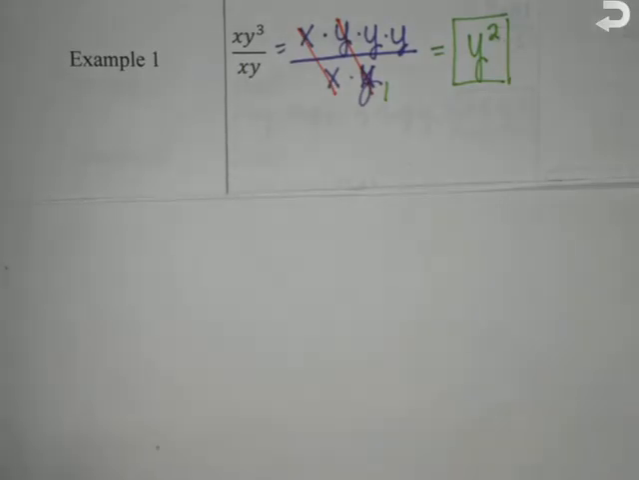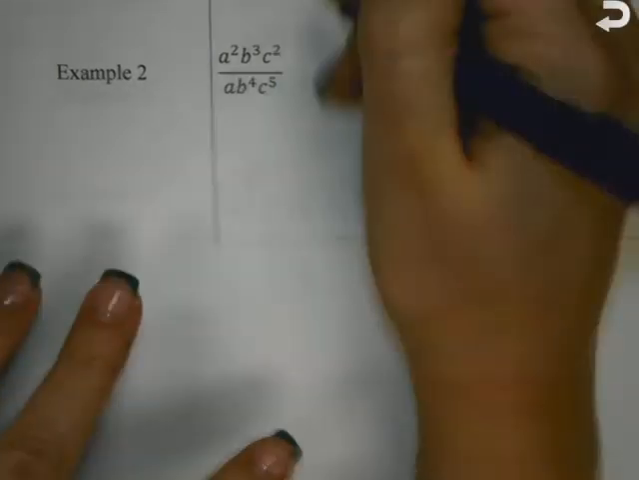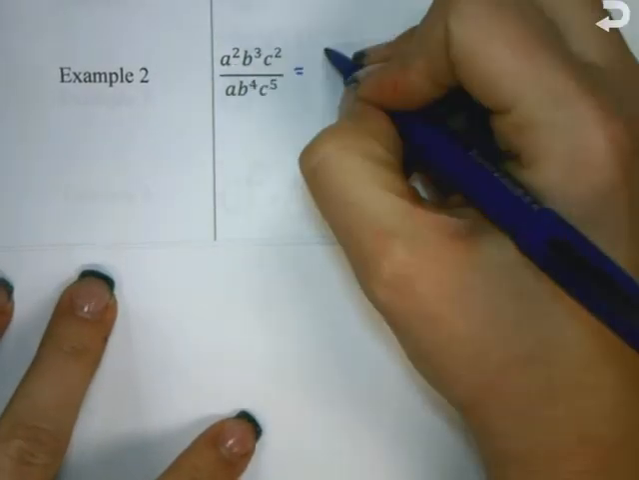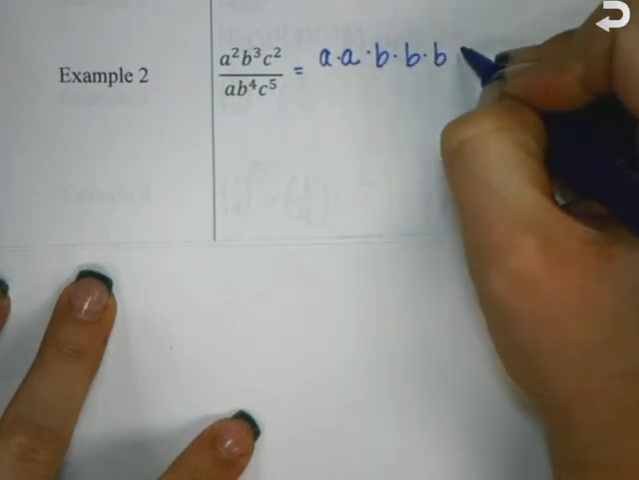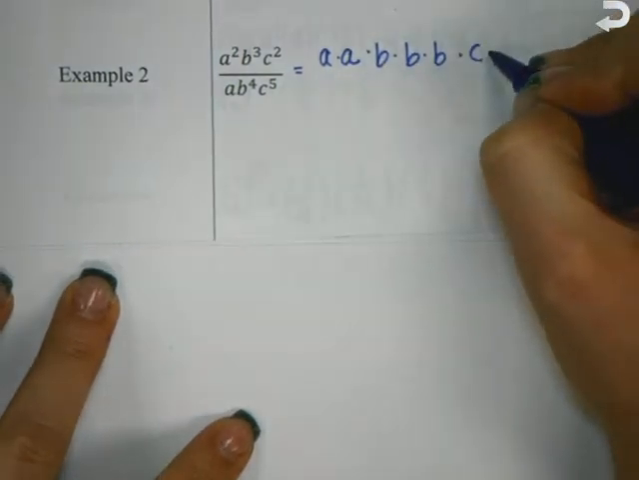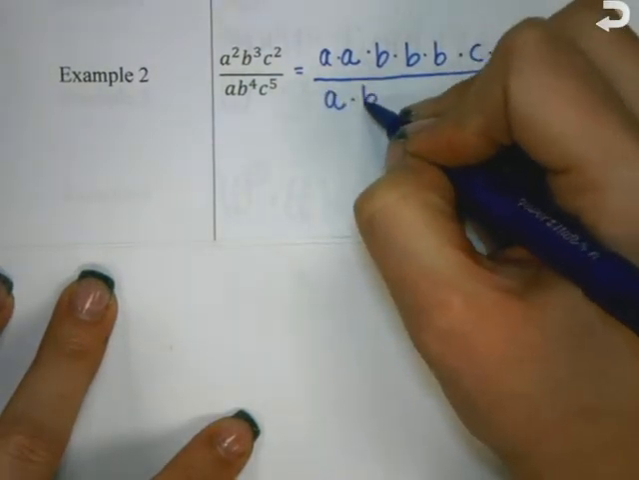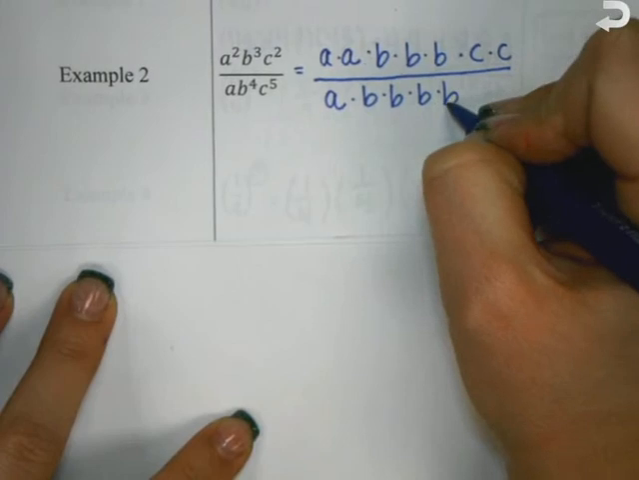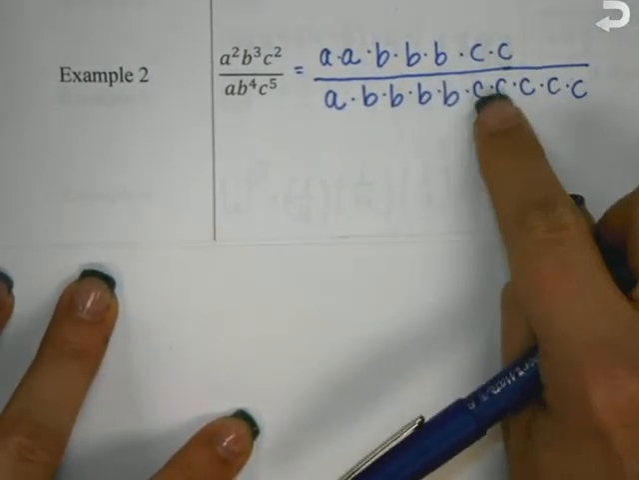Pretty cool. Okay, example 2. Since you guys are such experts on this, try example 2 by yourself. Rolando, what's my first step? Expand the a, b, and c. Good. I need to expand it all, right? So a squared becomes a times a, b to the third, b times b times b, c squared, c times c, all over a times. Very good.